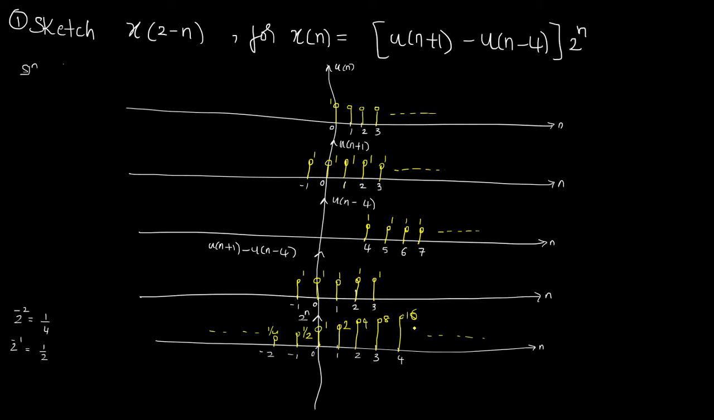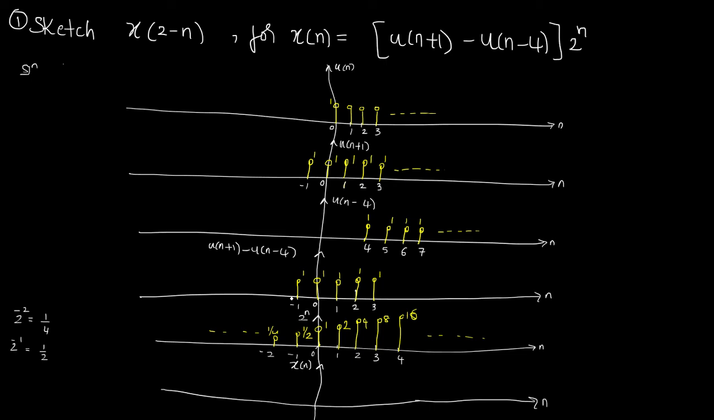So this is my 2 power n signal, which is nothing but a growing exponential from left side to right side. Now finally, I have to sketch my final x of n signal. So what is given for x of n? It is multiplication of this entire thing with 2 power n. So u of n plus 1 signal is here, and 2 power n is here. So multiply these two signals. This one and this one you multiply. You are going to get the x of n signal.